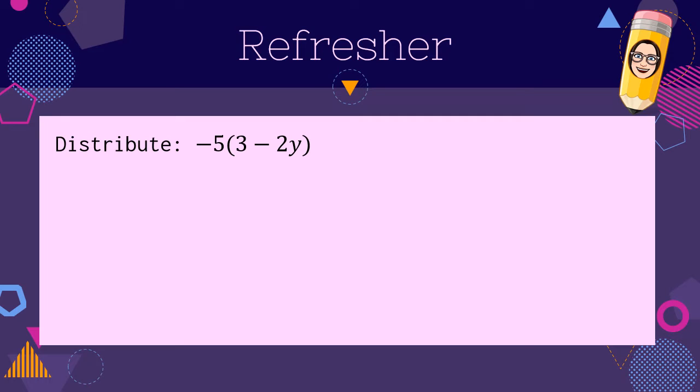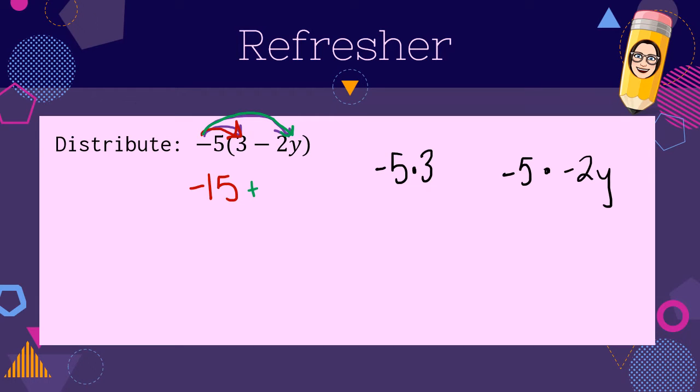Let's also quickly review distribution. When we distribute, we are multiplying the outside value by the inside values. Now you don't have to write this down, but here's what I'm looking at. A negative 5 times a positive 3 and a negative 5 times a negative 2y. So what I would see is you draw the arrow. Negative 5 times 3 is negative 15. And then we go again. A negative 5 times a negative 2y is a positive 10y.